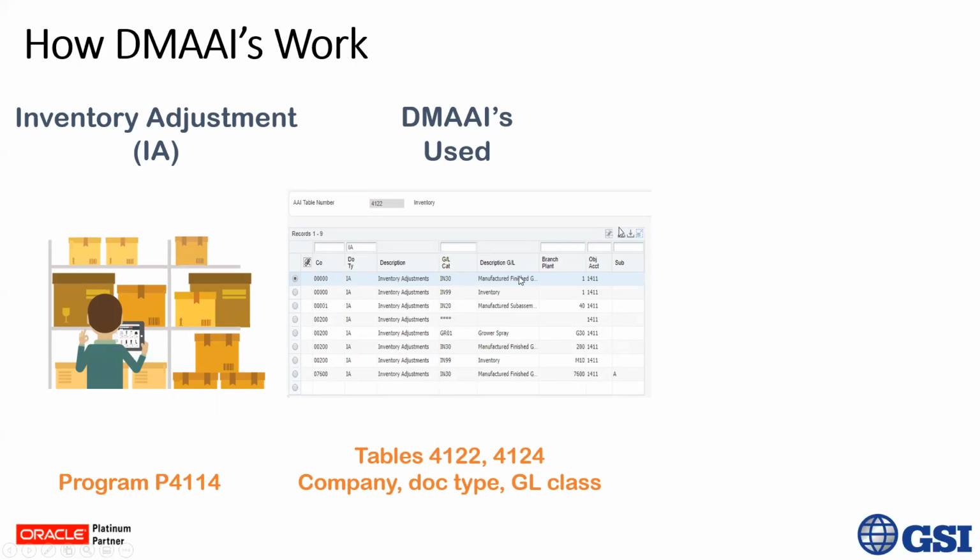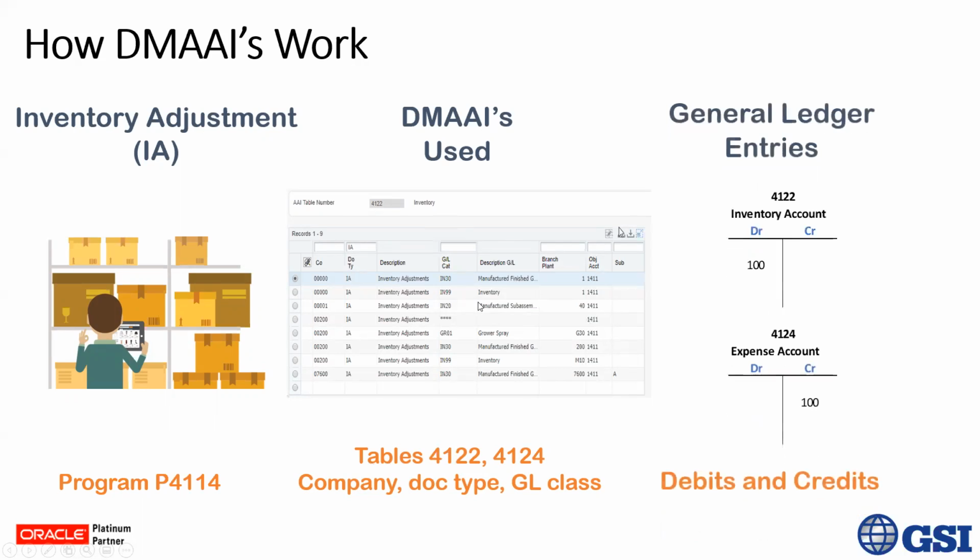You will go into JD Edwards. This is kind of what a DMAAI table looks like. I know it's small, probably hard to see, but you'll get the idea. And then once it gets that, it knows what to do. So then the general ledger entries are created automatically.